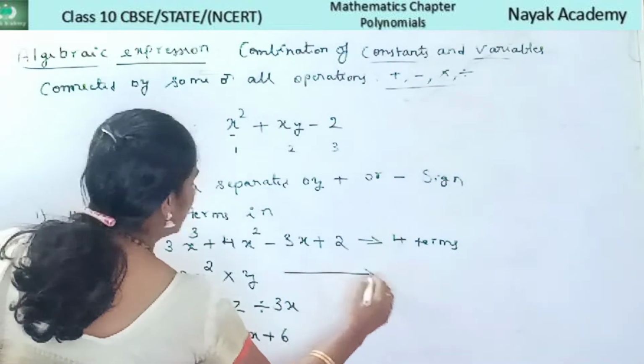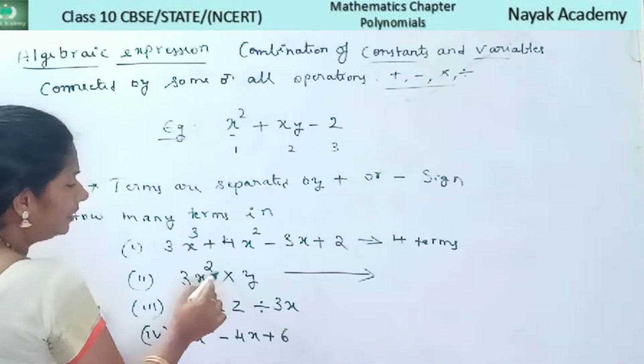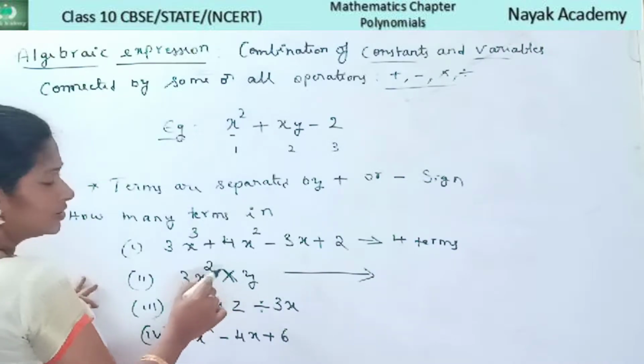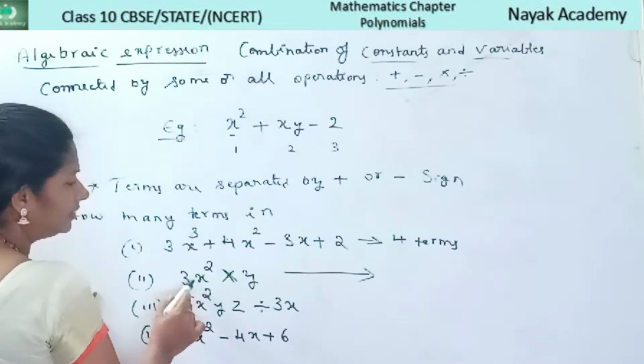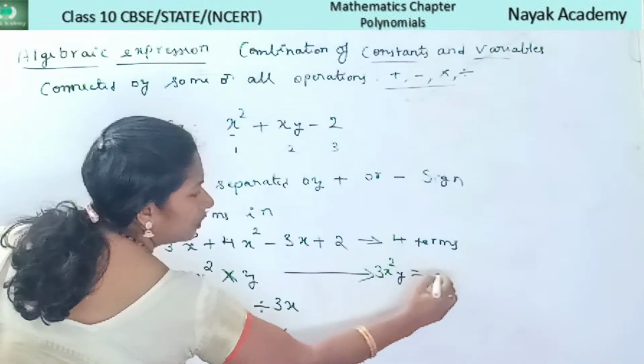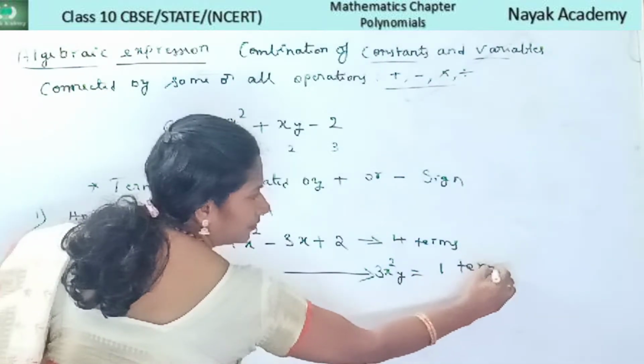And what about the second example, 3x square into y? Here in between 3x square and y there is a multiplication sign. So here how many terms are there? 3x square into y, so it is 3x square y. So how many terms does it have, children? It is only one term.